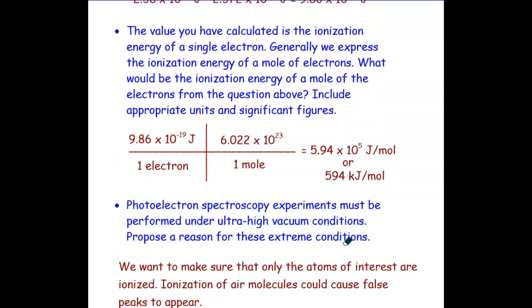And in the last problem, anytime we're going from individual particles to moles, we need Avogadro's number. The first answer is fine, but kilojoules per mole is more traditional.